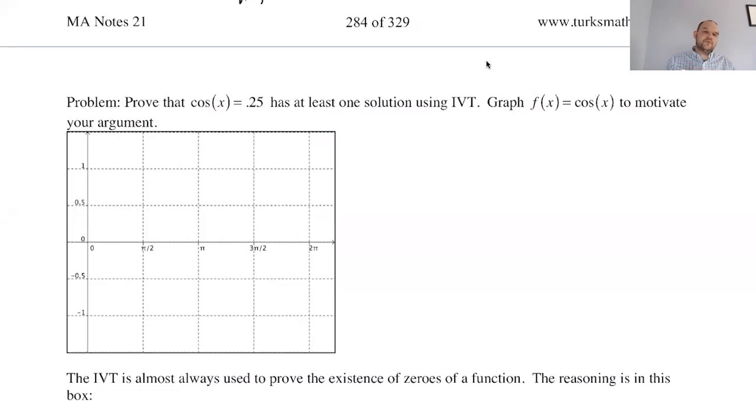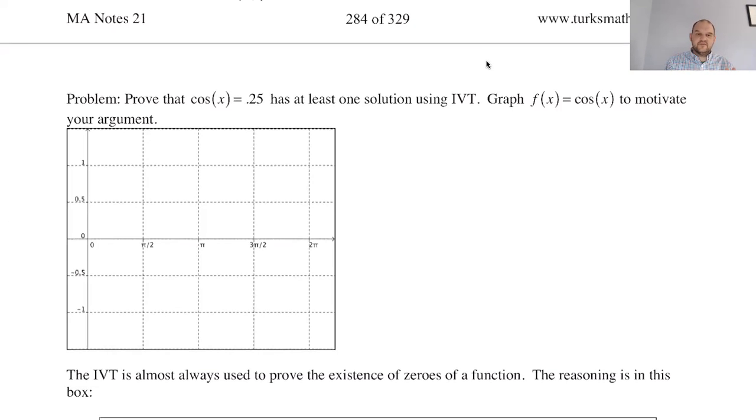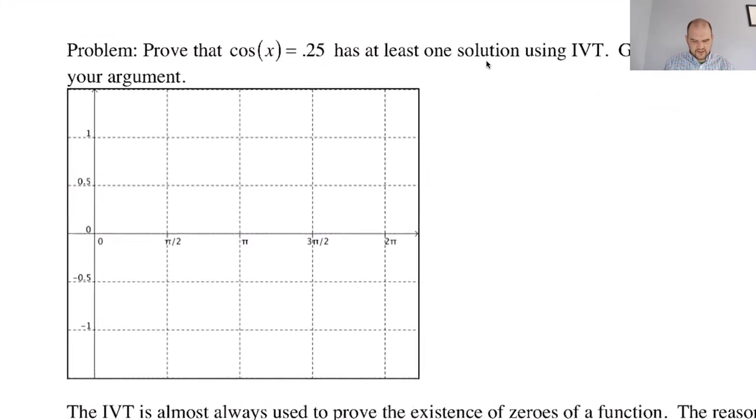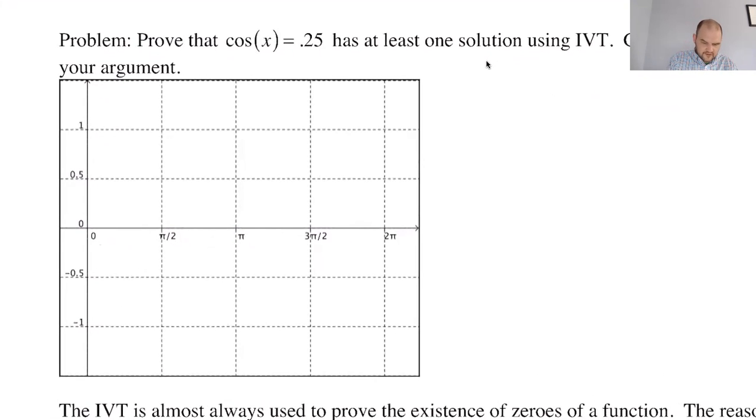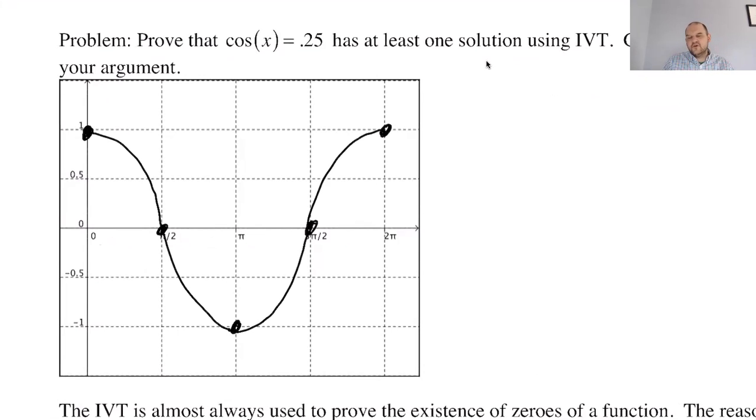But we want to use it to prove that cosine of x equals 0.25 has at least one solution using the intermediate value theorem. Graphs can be incredibly useful when you're trying to determine these things. So let's just graph cosine, which we've done about 300,000 times. Okay, so that's a graph of cosine.